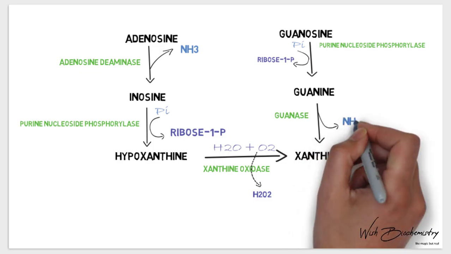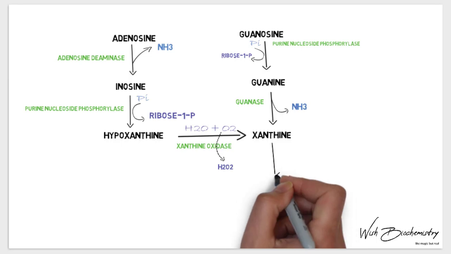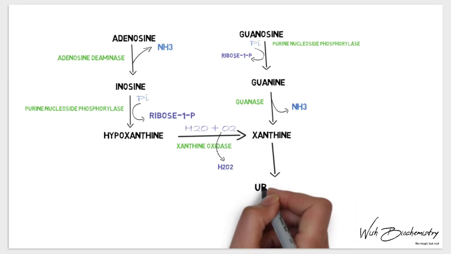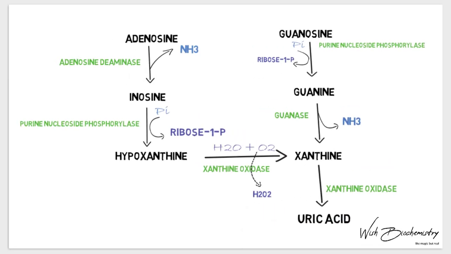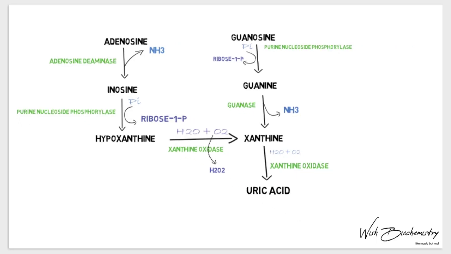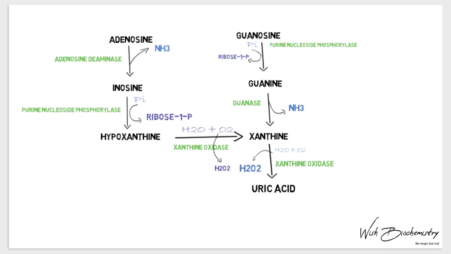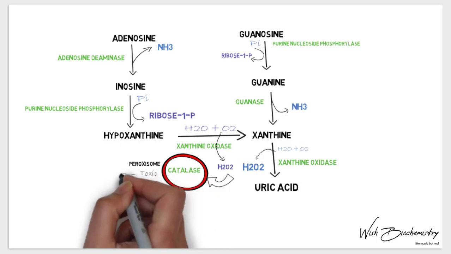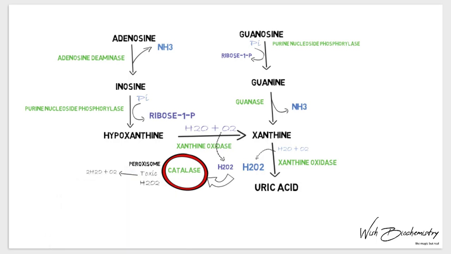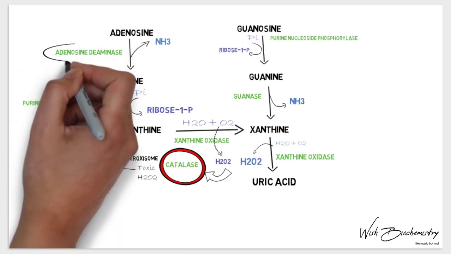Now this xanthine is converted to uric acid. The enzyme is xanthine oxidase. Hydrogen peroxide is also produced during this reaction. This toxic hydrogen peroxide is then captured by the peroxisomes, where this hydrogen peroxide is converted into water by the enzyme catalase.